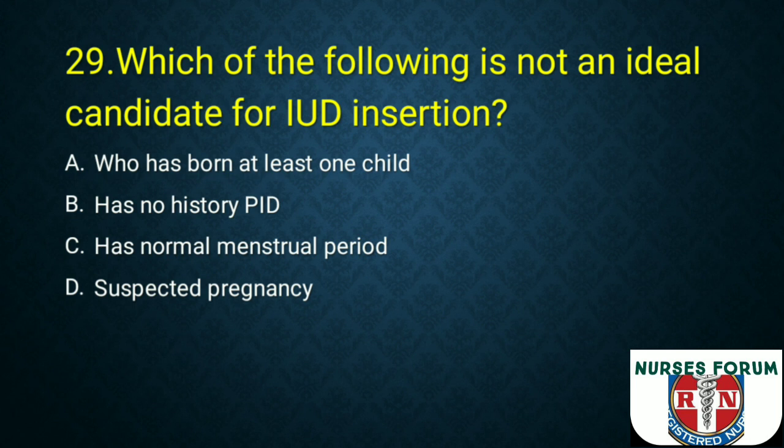Next question. Which of the following is not an ideal candidate for IUD insertion? Options: who has born at least one child, has no history of pelvic inflammatory disease, has normal menstrual period, suspected pregnancy. This question asks about contraindications of IUD insertion. The right answer is suspected pregnancy. Suspected pregnancy is an absolute contraindication of IUD insertion.